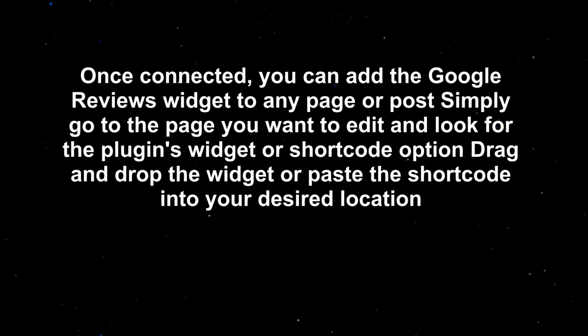Once connected, you can add the Google Reviews widget to any page or post. Simply go to the page you want to edit and look for the plugin's widget or shortcode option. Drag and drop the widget or paste the shortcode into your desired location.